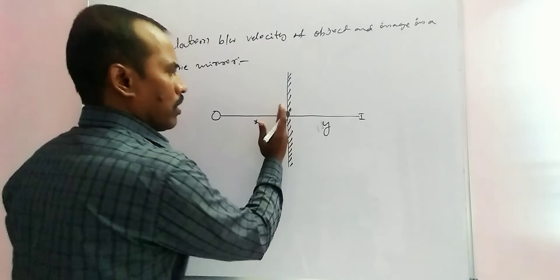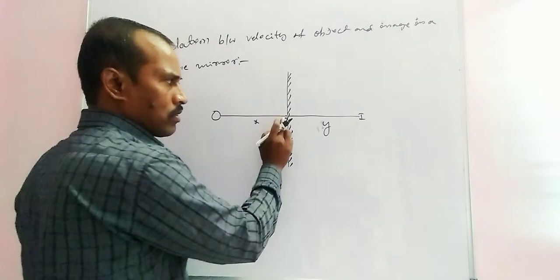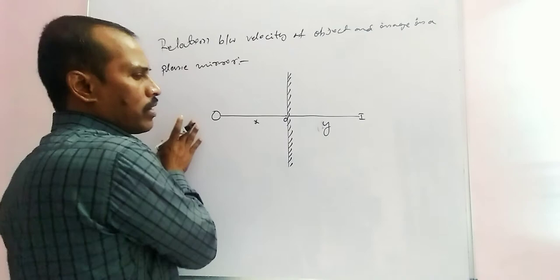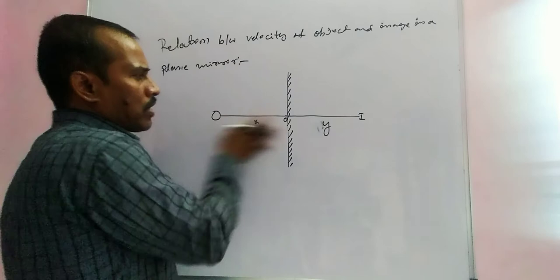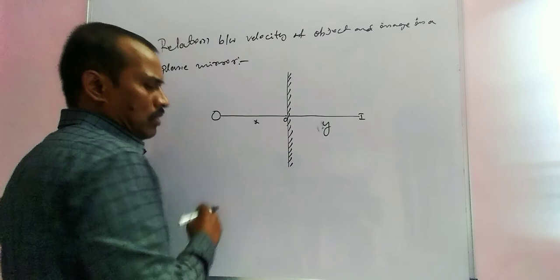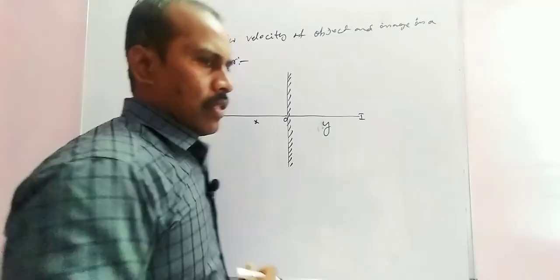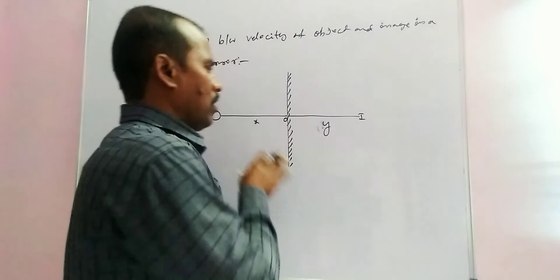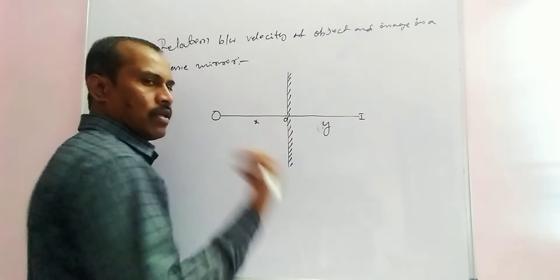Okay, this is the origin, the body moving to the left side. The direction is against the incident light, so we take it as negative. The direction of the object moving forward, in this case, is taken as positive. From the origin O point, measured in the direction of the light we take positive, and to the left side we take negative.